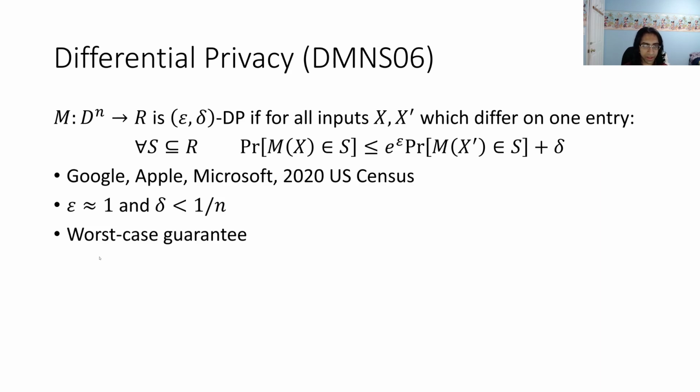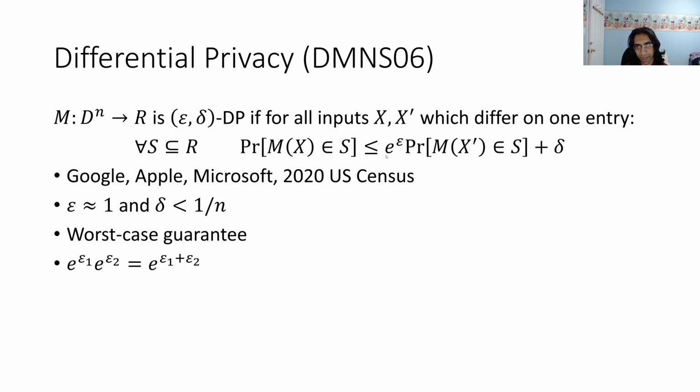Let's see, other things to comment. This is a worst case guarantee. That is, we're not going to look at x and x prime with respect to some specific dataset. It has to be a property of all datasets which you could feed into the algorithm. Otherwise, it doesn't really make sense, and it's not as strong a privacy guarantee.